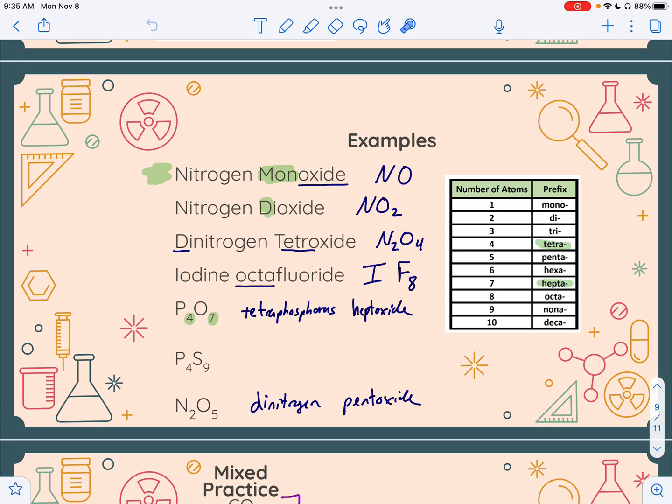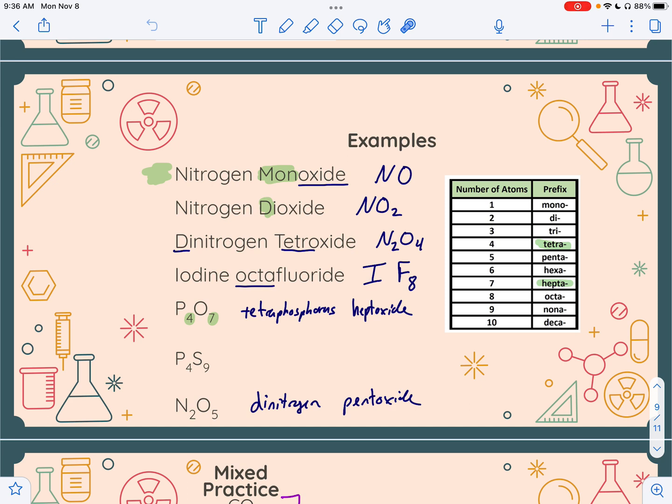Iodine octafluoride, 1 iodine and 8 fluorines. It also works the other way. If I see the subscripts, I can turn those into prefixes. So this becomes tetraphosphorus heptaoxide, or heptoxide, as the way of indicating 7 oxygens. Notice I still change the ending of oxygen to oxide. Dinitrogen pentoxide. Okay, this one would be tetraphosphorus nonasulfide, because I'm using the prefix for 4 and for 9.